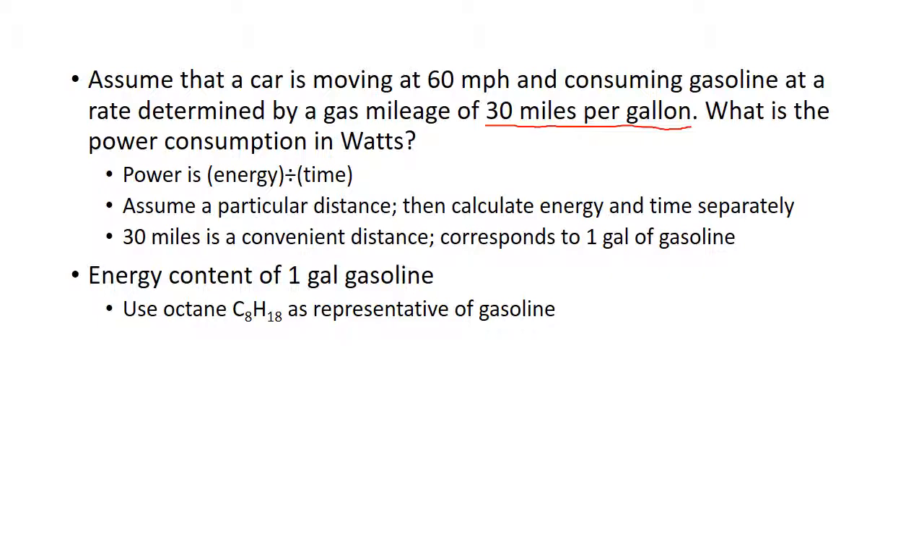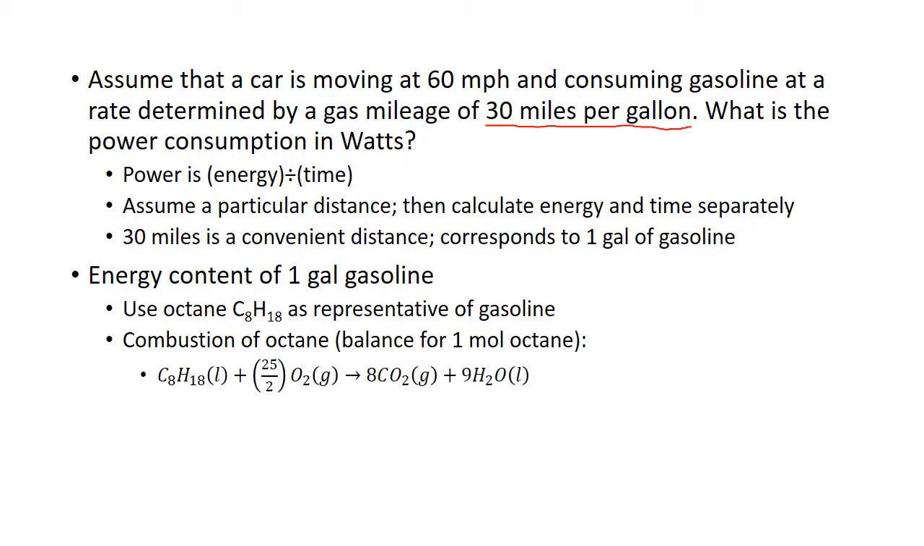Gasoline is a mixture of hydrocarbons, 7, 8, 9 carbons, and we'll assume octane is a representative. A lot of it will be octane, but it'll be a mixture. In the end, it won't make much difference what we assume because the energy content per unit mass is fairly close no matter what we assume. But we'll take octane as a representative of gasoline.